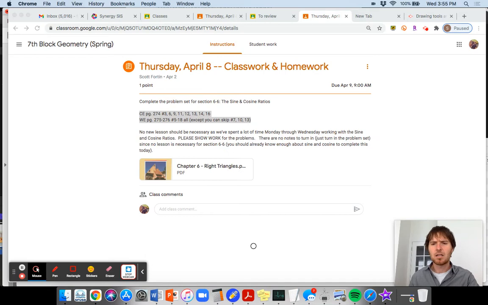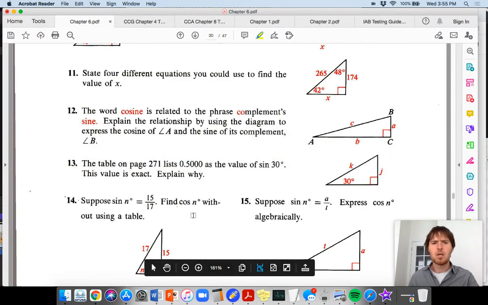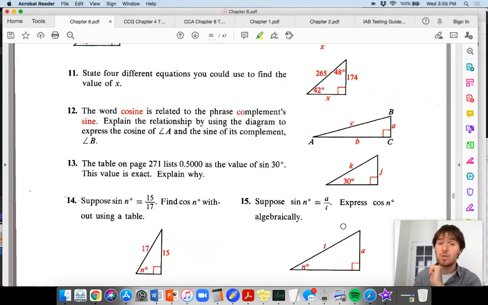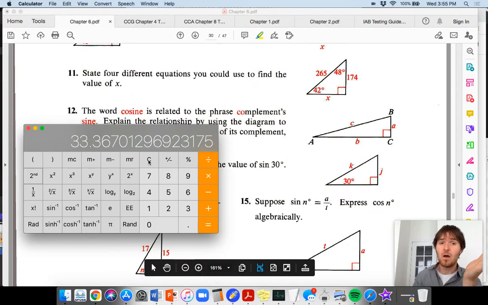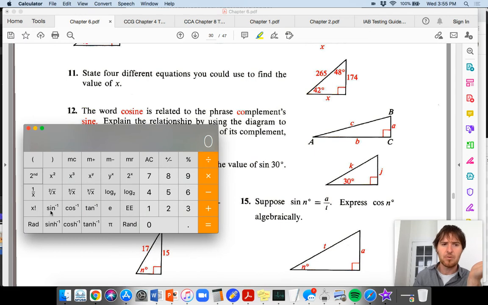Number 13. Y is the sine of 30 degrees. Exactly 0.5. That's one of the sine values we know exactly, right? If I had the sine of 33 degrees, for instance, we just had a 33-degree one earlier. I want the regular sine.